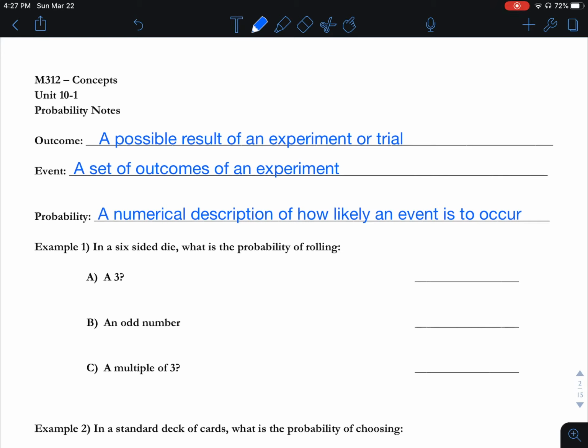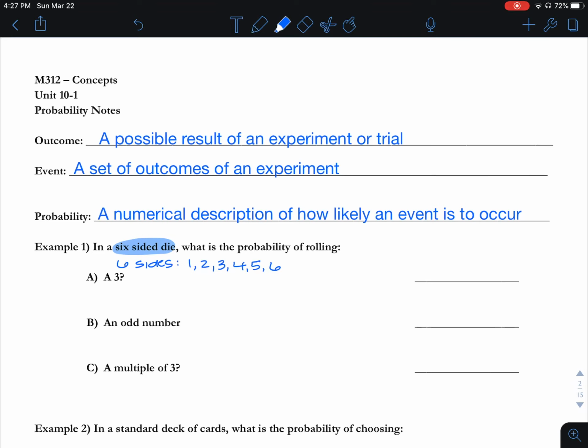In a 6-sided die, what is the probability of rolling: A, a 3; B, an odd number; or C, a multiple of 3? Let's talk about a 6-sided die. I know that I have 6 sides. What are those sides? They're numbers. I have 1, 2, 3, 4, 5, and 6. There are 6 sides. Each side has a number, and those numbers are 1 through 6.